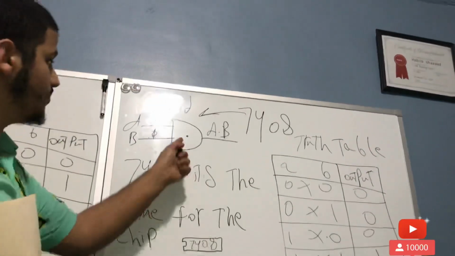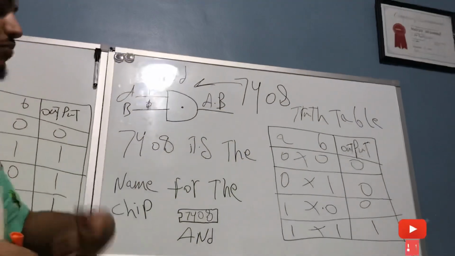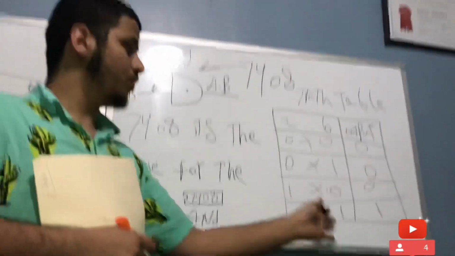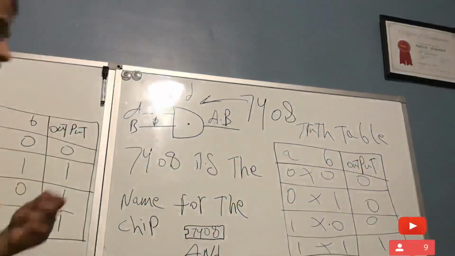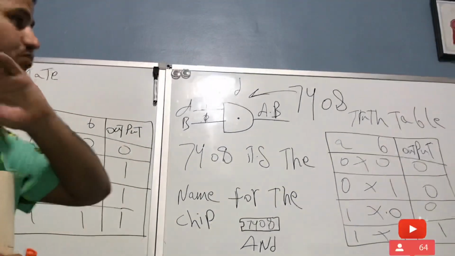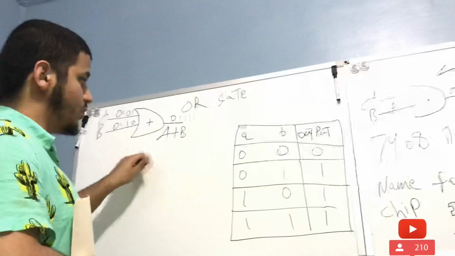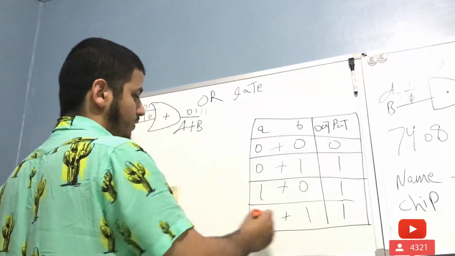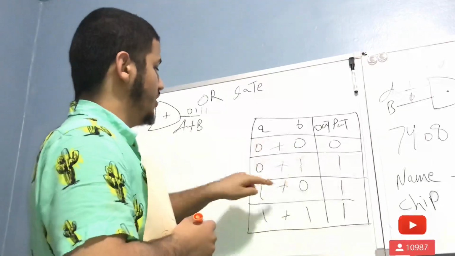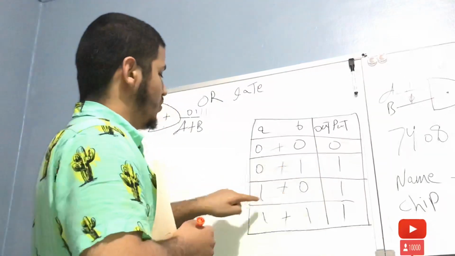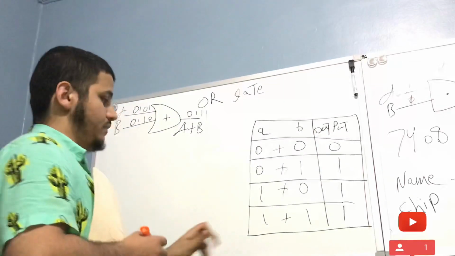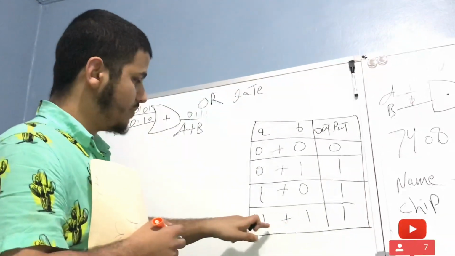Or if you want to put dot as they put in here, it's times. You're multiplying the numbers. 1 times 1 is 1. 1 times 0 is 0. Anything times 0 is 0. And this one is plus. Actually, I'm going to make it clear for you. It's plus. 0 plus 0 is 0. 0 plus 1 is 1. 1 plus 0, 1. 1 plus 1 is 1.